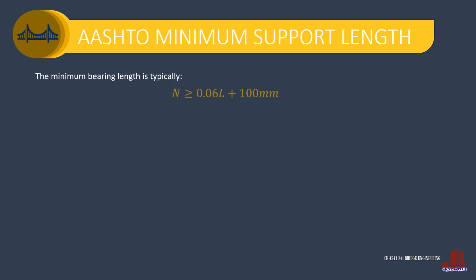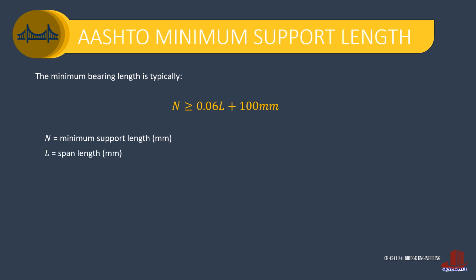The typical minimum bearing length of the bridge can be computed using n greater than or equal to 0.06 L plus 100 mm, where n is the minimum support length or the allowance at one end in mm. L is the span length, or the river width for simple span bridges.